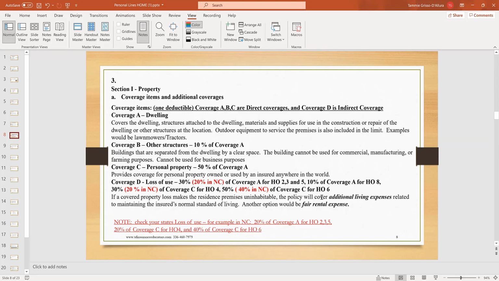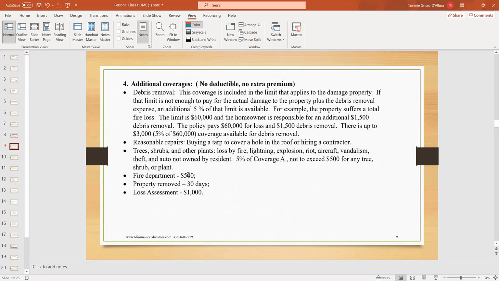But for now, keep in mind that loss of use is because you had a direct loss up here with your dwelling, other structure, or personal property. And now you have to go, for example, and stay in a hotel. Now, in addition to having those great coverages for your dwelling and your personal property and your contents, if a peril happened, you'll also get some additional coverages. And usually these are no deductible. These are in addition, and there's no extra premium here. Again, these are written in the policy.